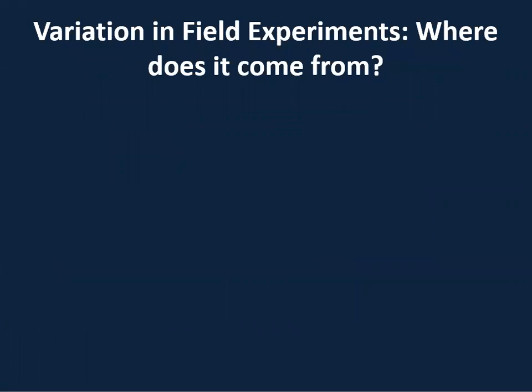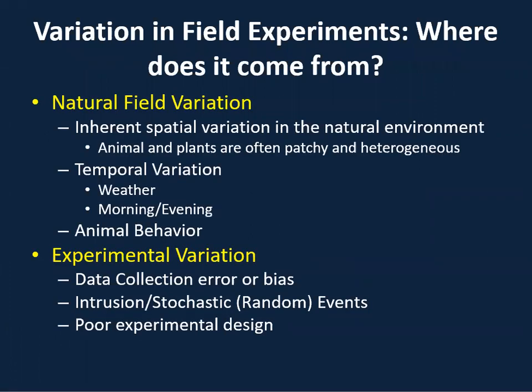So variation in field experiments, and where do they come from? So we have natural field variation, where we have inherent spatial variations in the natural environment, like animal and plants being patchy and heterogeneous. We also have temporal variations like weather, day and night, and animal behavior. And then we have experimental variation with data collection errors or biases, intrusion and stochastic random events, poor experimental design.